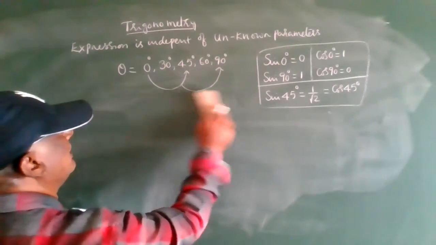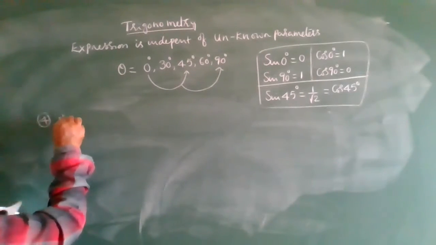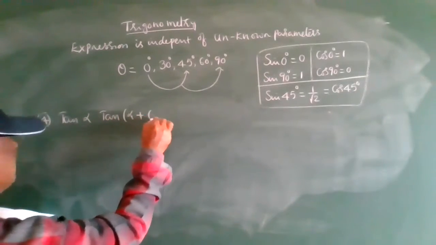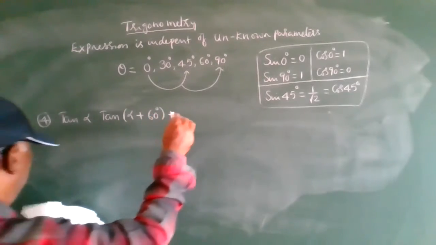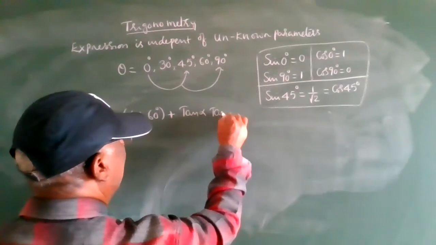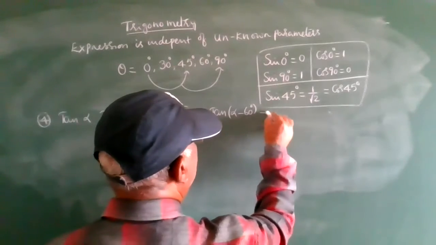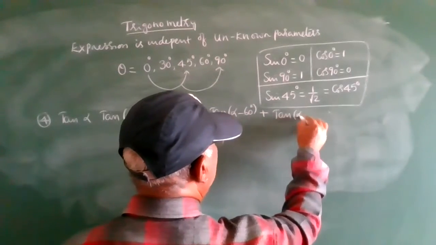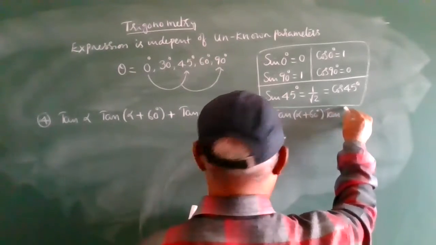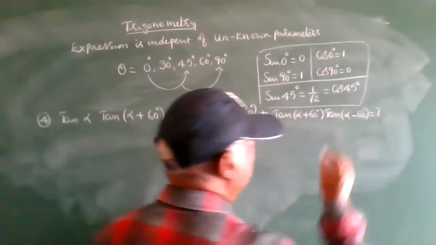The fourth problem is tan of alpha plus 60 degrees plus tan of alpha minus 60 degrees, plus tan of alpha plus 60 degrees into tan of alpha minus 60 degrees. Okay? This value is required.